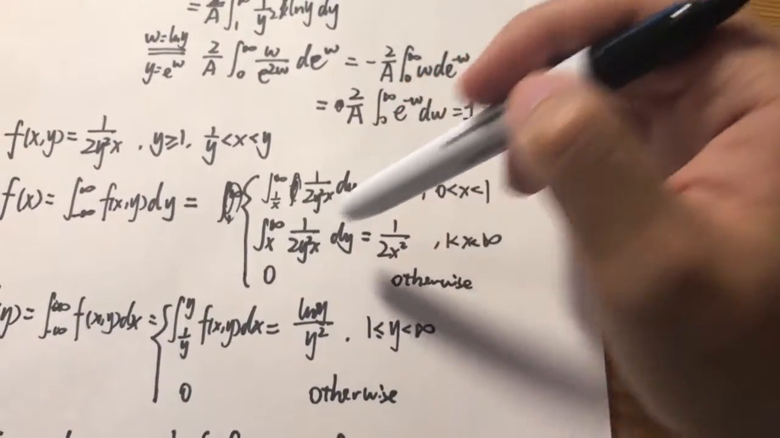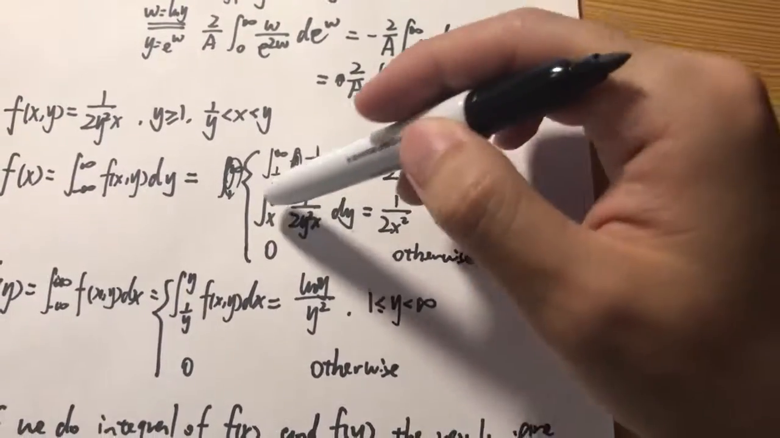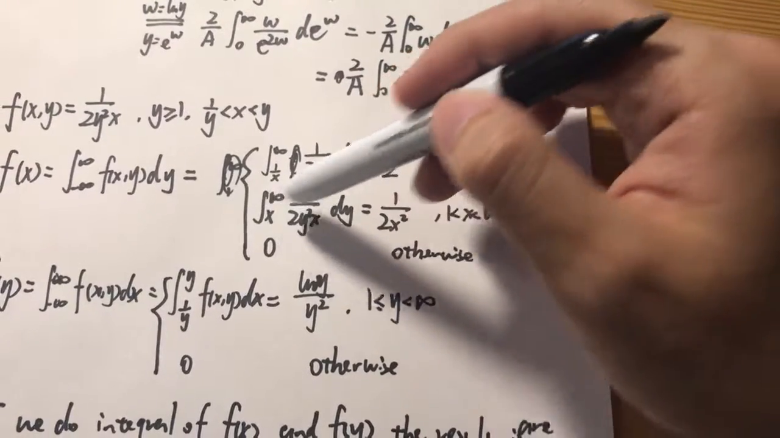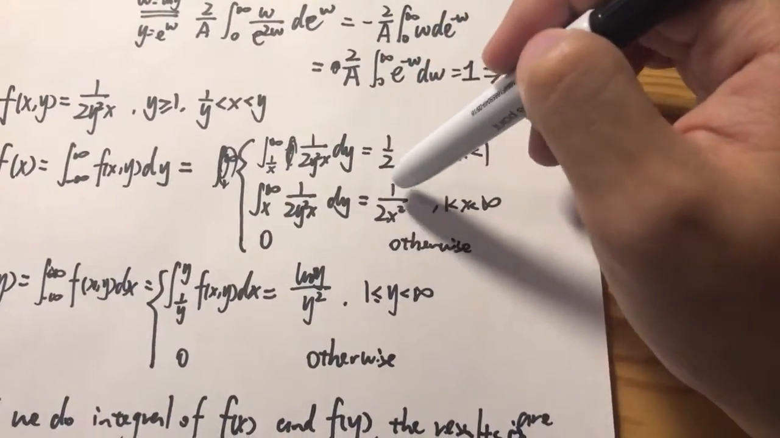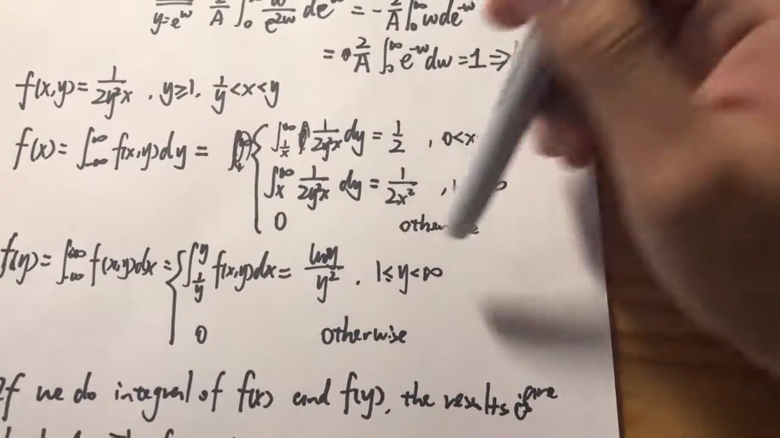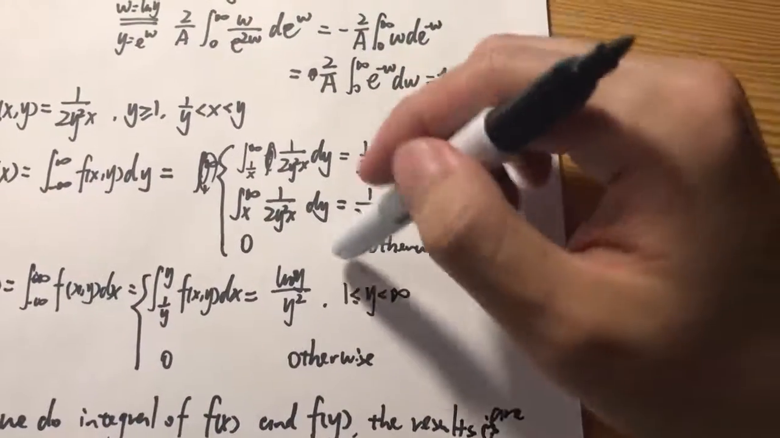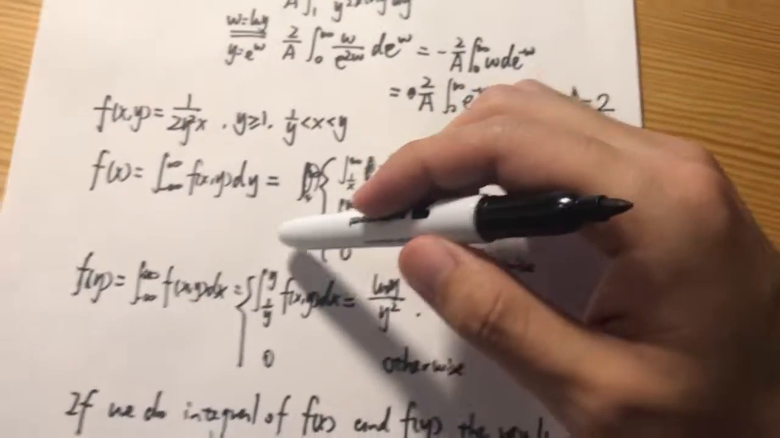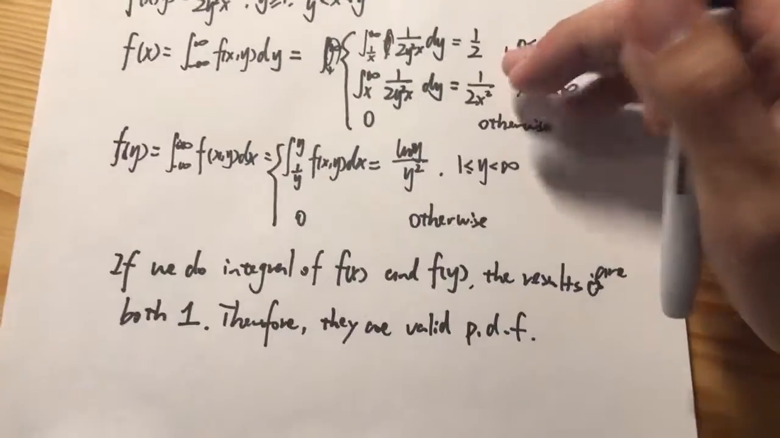The second one is from x to infinity, and the final result is 1 over 2 times x squared, and otherwise the density function is 0.